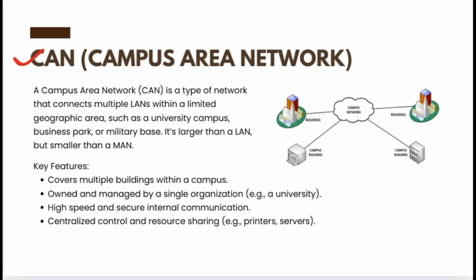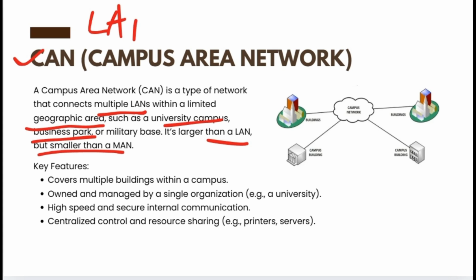Next one is a CAN, Campus Area Network. A Campus Area Network is a type of network that connects multiple LANs within a limited geographical area, such as a university campus, business park or military base. It's larger than a LAN but smaller than a MAN. It is a network that can connect multiple LANs in a limited geographical area, such as a university campus. Your university campus is like a campus area network, in which many LANs are connected within a small area. So it is larger than a LAN but it is smaller than a MAN.